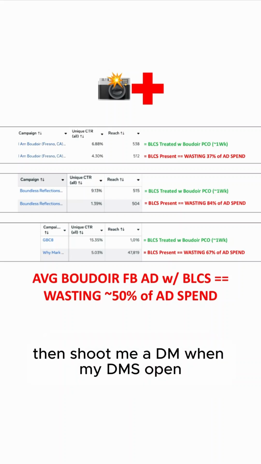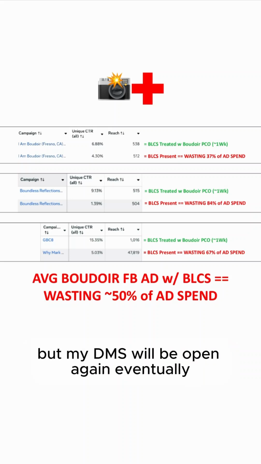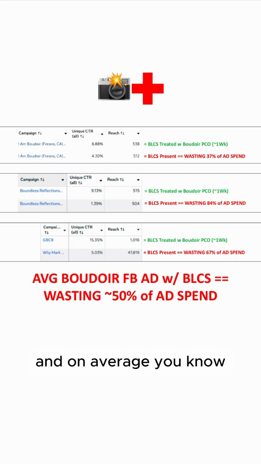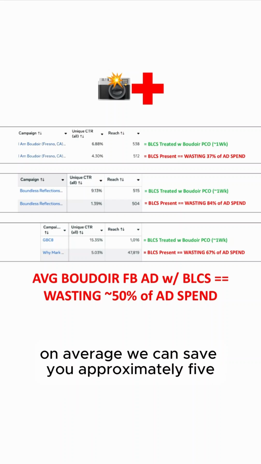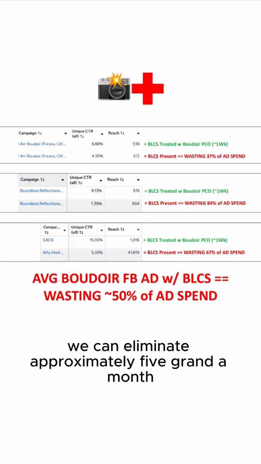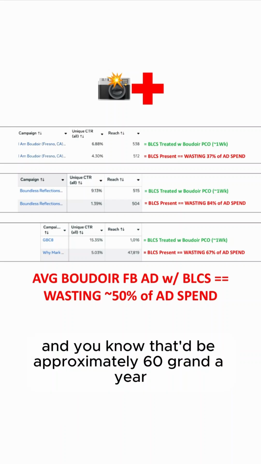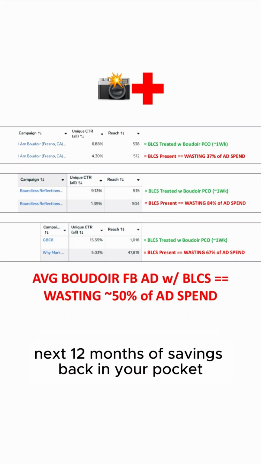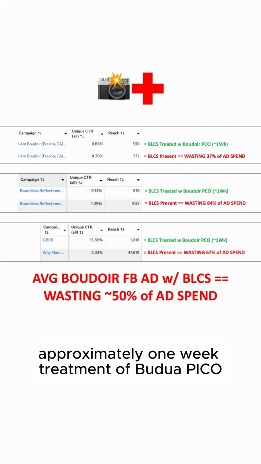Then shoot me a DM when my DMs open, when I open for new patient intake. My DMs are closed right now, but they will be open again eventually. And on average, if you're spending more than 10 grand a month, we can eliminate approximately 5 grand a month in wasted Boudoir Facebook ad spend. That'd be approximately 60 grand a year, in the next 12 months of savings back in your pocket for simply approximately 1 week of treatment with Boudoir Pico.